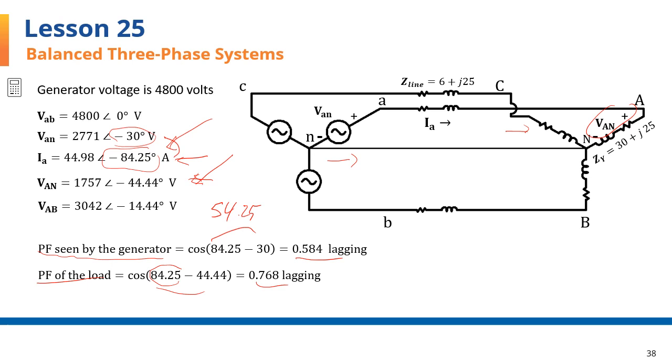These are poor power factors. The one seen from here is even smaller than the other one, the load power factor. That's because the load being an inductive impedance, there's more inductive impedance added to it if you look from here, because the line is also heavily inductive. So that will lower the power factor even further, from 0.768 to 0.584.